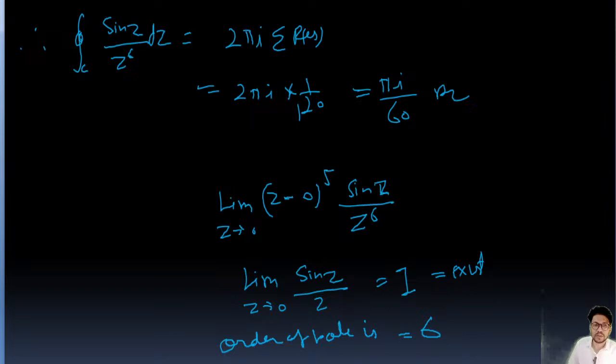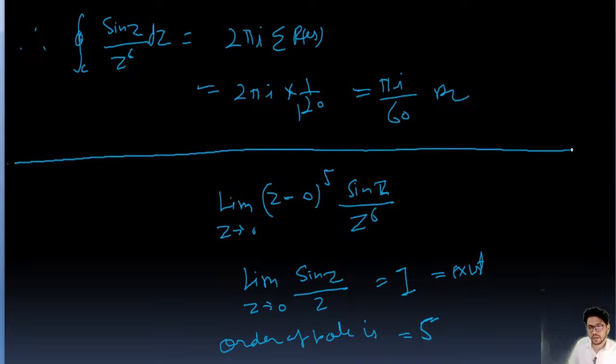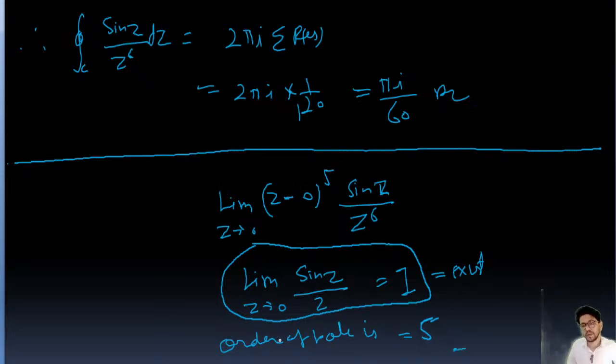Order of pole is 6. Okay, sorry, order of pole is 5. We can find it like this. This is how we find the order of a pole as well. We have this function for finding the order of pole. Because of z to the power 5, we know the value of limit z tends to 0 of sin z upon z is 1. I have already explained this in my previous lecture.